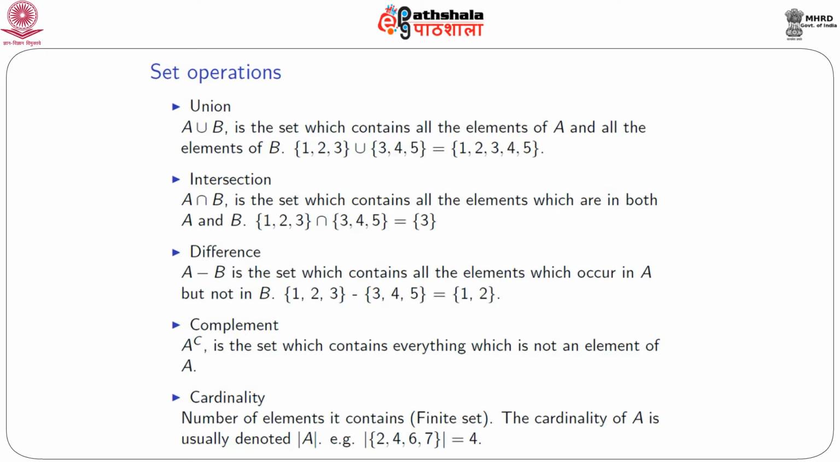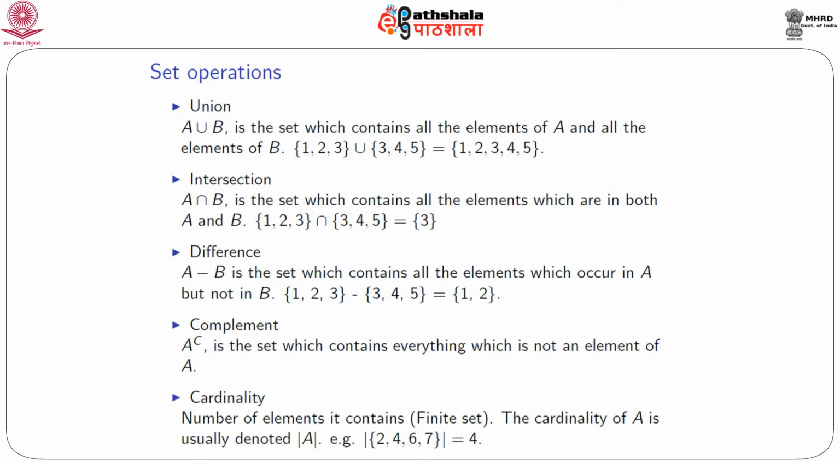Once we have a set, we can define a complement of a set. We write A complement as the complement of a set A, which contains everything which is not an element of A. Now, this complement makes sense whenever we are talking about a universal set, because unless you define your universal set, we do not know what is beyond A. So, whenever we say which is not an element of A, we must be talking about the elements which do not belong to A, but belong to the universal set.